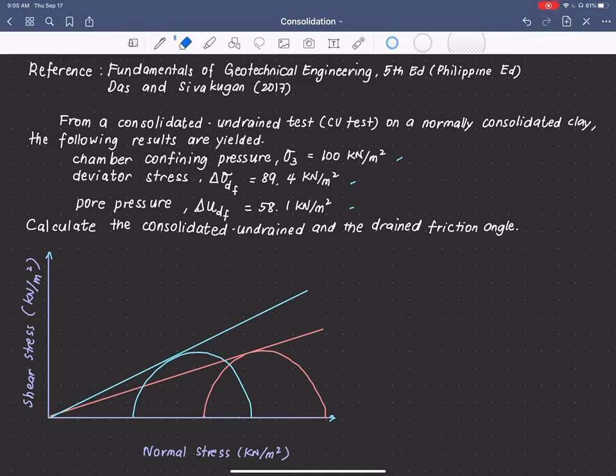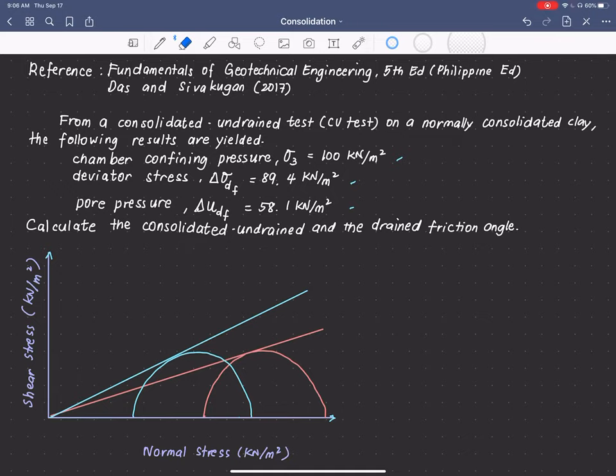Hello everyone. Today's example is on the shear strength of soils. And this particular problem is related to the determination of undrained and drained friction angle for a consolidated undrained test, or CU test.